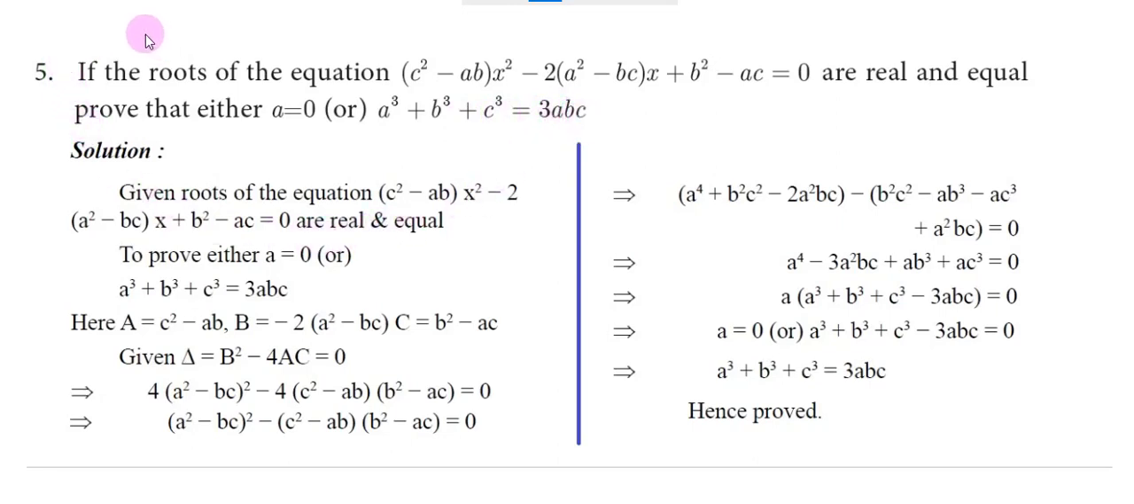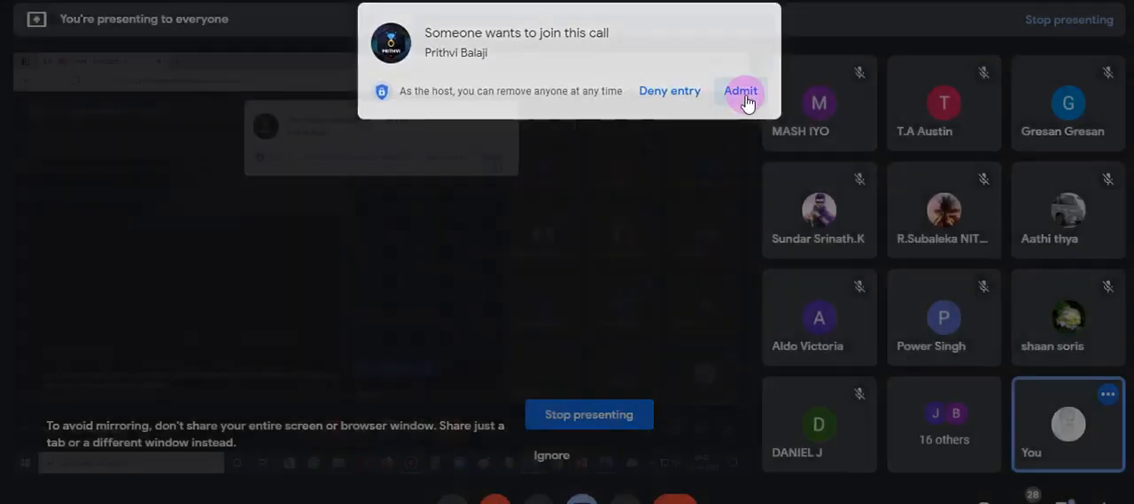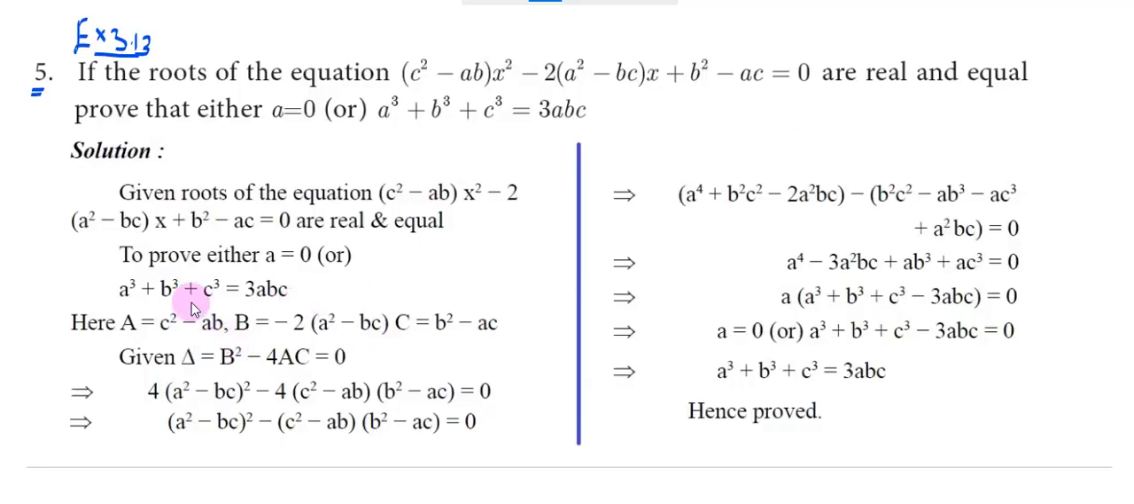This is exercise 3.13, question number 5. Let us see the solution. Given: the roots of the equation (c² − ab)x² − 2(a² − bc)x + (b² − ac) = 0. To prove: a = 0 or a³ + b³ + c³ = 3abc.